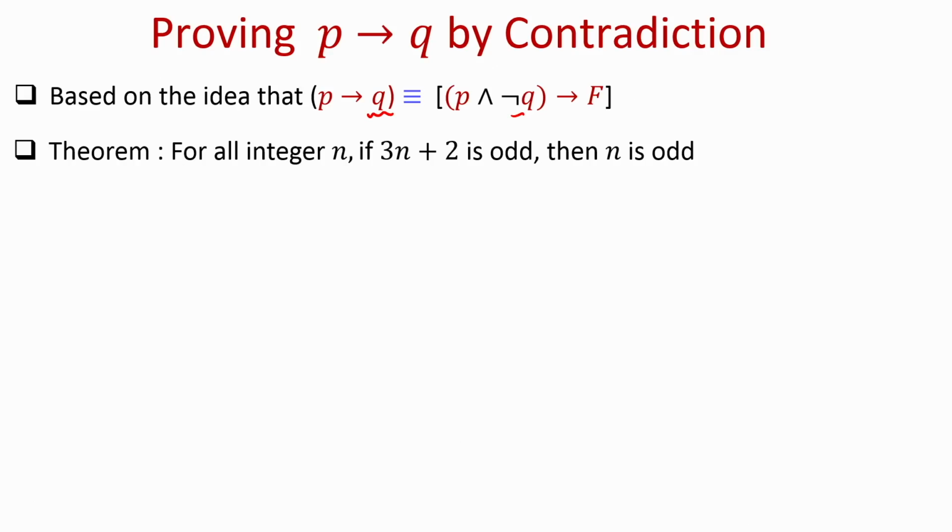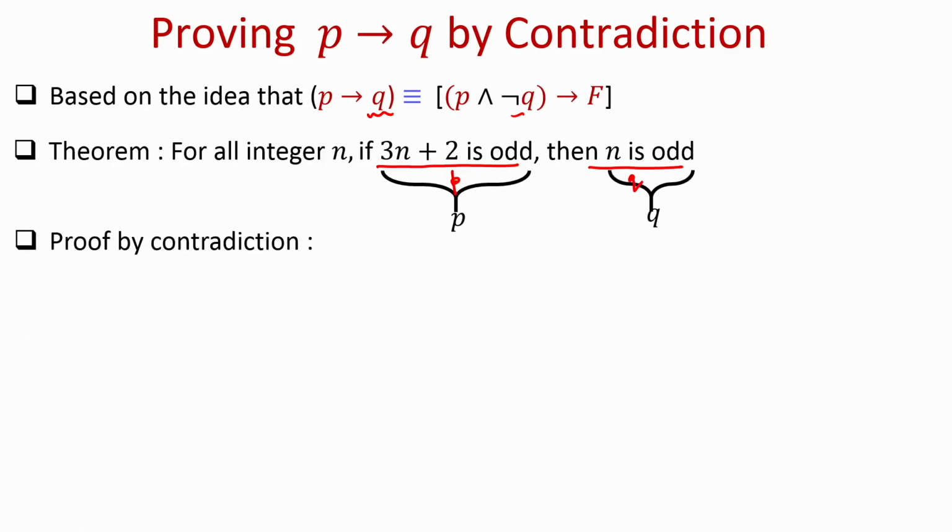Okay. So, for instance, if I want to prove the statement that if 3n plus 2 is odd, then n is odd. We had already proved it by proof by contrapositive, but let us see a proof by contradiction method. So, this part is your P part, this part is your Q part, okay.